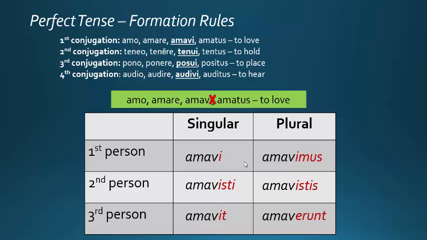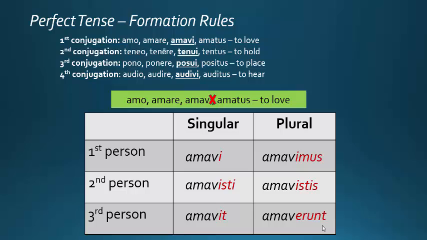You have amavi, I loved, or I did love, or I have loved. Amavisti, you loved. Amavit, he loved. Amavimus, we loved. Remember, some of your other ones can be we have loved or we did love. Amavistis, y'all loved, and amaverunt, they loved.